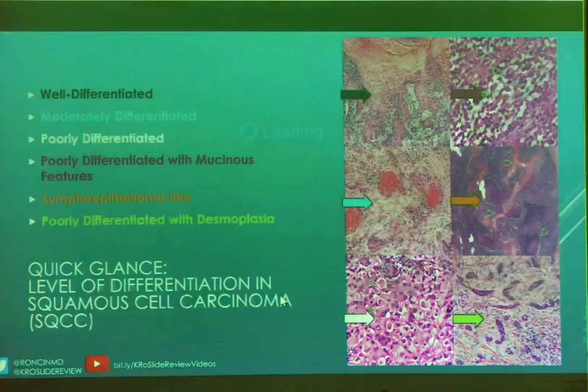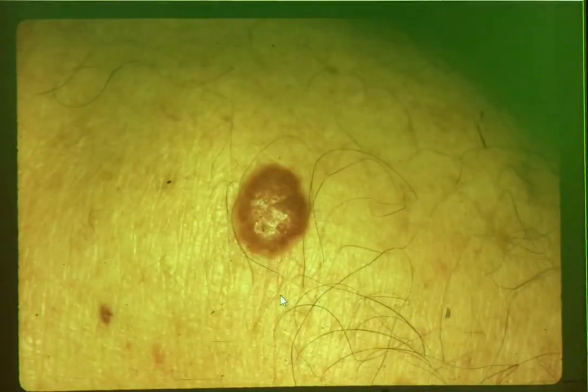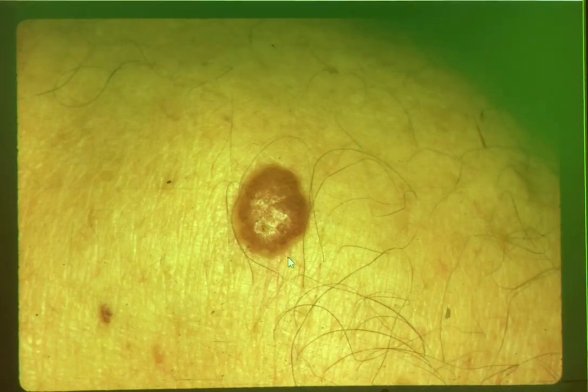Okay, so moving on to cases 9 and 10. Cases 9 and 10 go together. It does look like, I know it's not the same, but it does look kind of stuck on. Yeah, but it's not that dark. And it's like a small papule, nodule. Does it look scaly or like a scab, or is it smooth? It looks smooth. All right, you want the next one, don't you? Okay, so this is case 9.